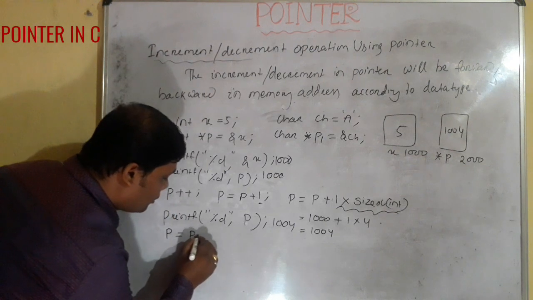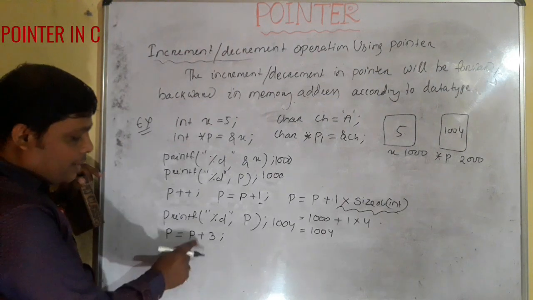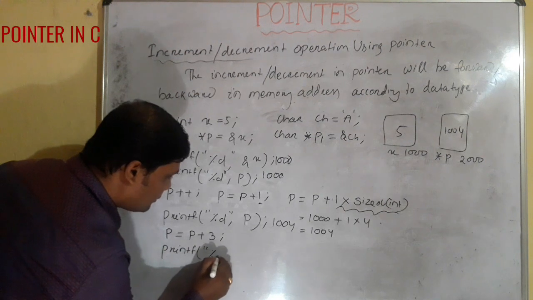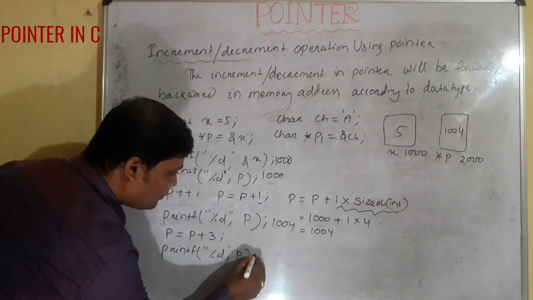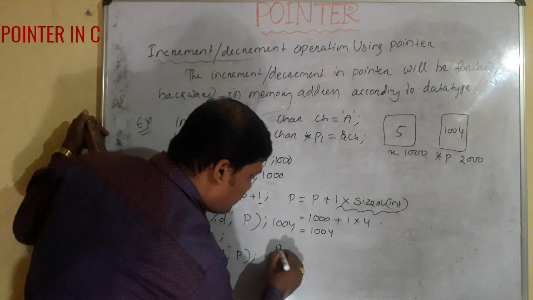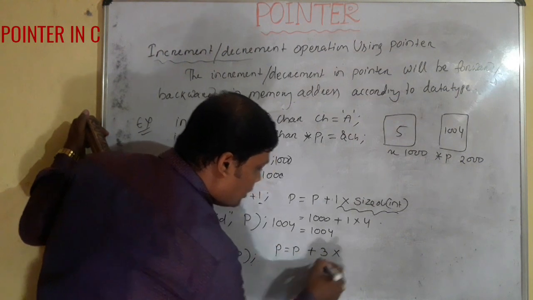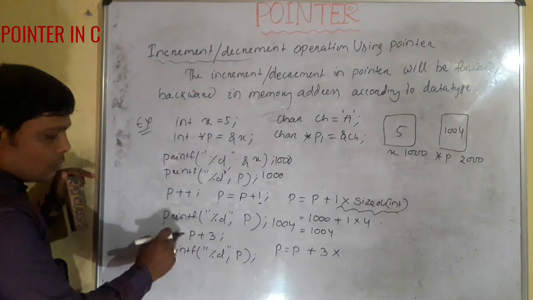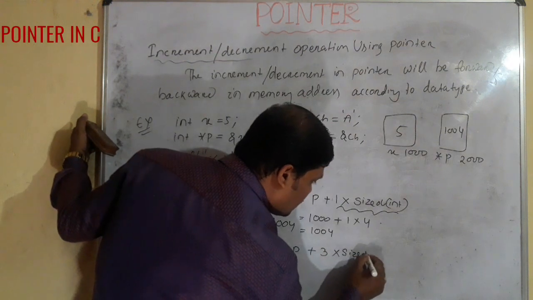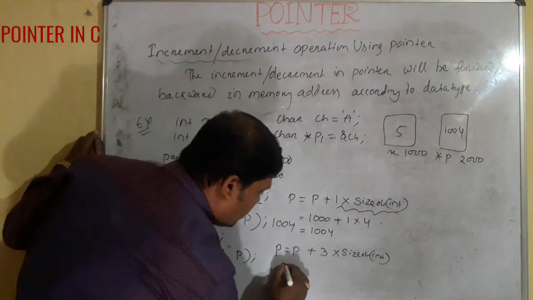Suppose here I am writing p equal to p plus 3. Then find out what will be the value of p now. Just find out. Using this formula, I will write p equal to p plus 3 into, since I am adding 3 to the pointer, so it will be 3 into size of int. Understood?